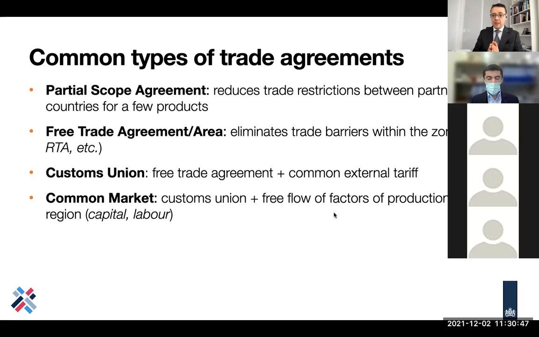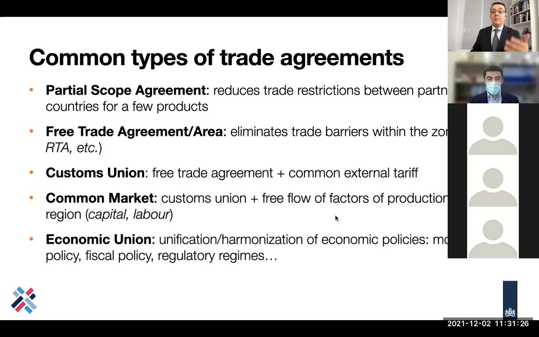Then there are common markets. So the EU is actually a common market because it's a customs union plus free flow of factors across the region. This is why within the EU, football players from France count as nationals when they play in Italy or Spain or Germany, right? Because there is free flow of production factors, and labor is one of the production factors. So people can work, you know, a French man can work in Germany or can work in Bulgaria as if they were working in France.